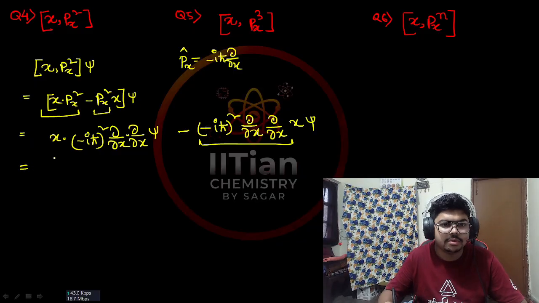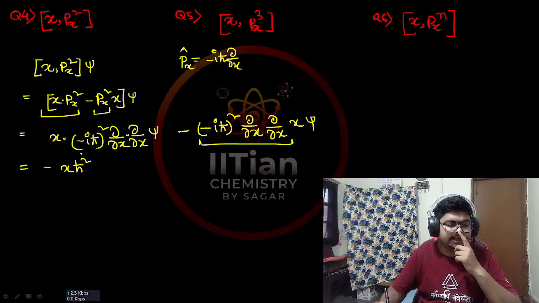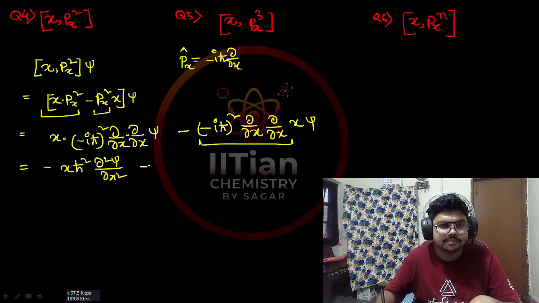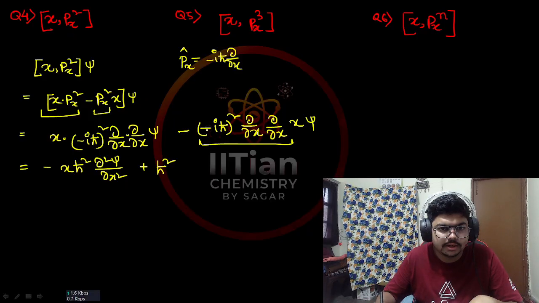And here the tricky part is minus, minus plus. Minus square will be plus, i square will be minus 1. So minus x h cross square del 2 psi del x2, minus, sorry, minus plus h cross square. Minus plus i square means minus 1.